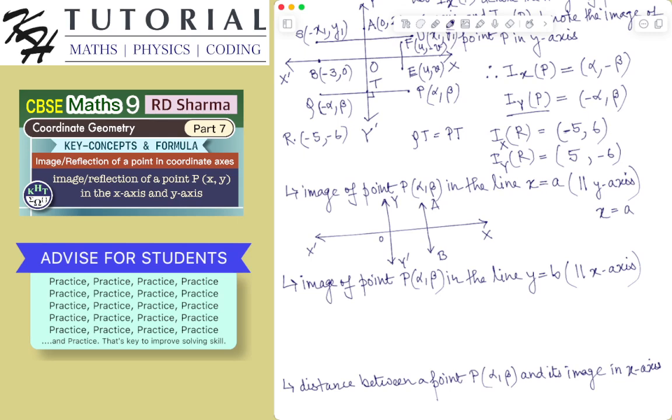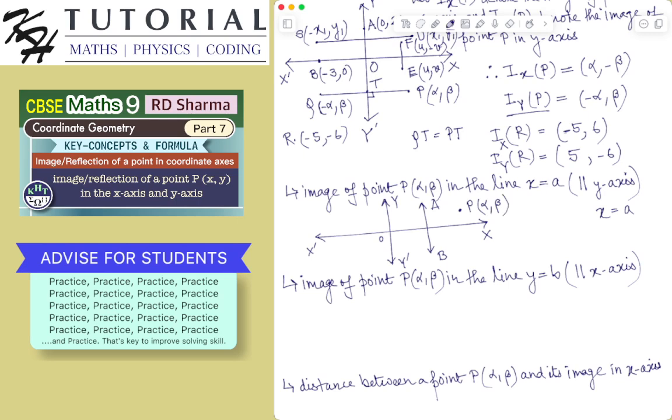Let's say the equation of the line is x equals a, where obviously since I have drawn the line AB along the positive direction of the x-axis, a will be positive. Now let's say there is a point P, with coordinates alpha comma beta. What will be its image in the line AB, which is parallel to the y-axis?